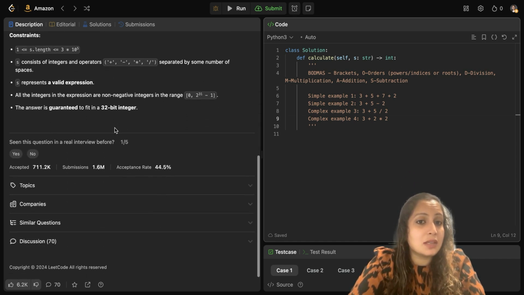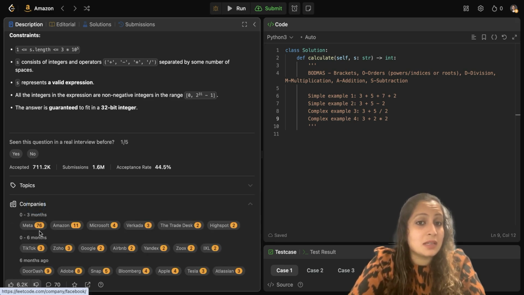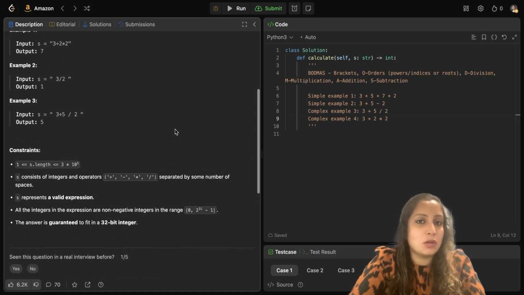The companies which have asked it in the last 0 to 3 months of interviews are these. Meta has asked it 76 times, Amazon 11 times, Microsoft 4 times. So it's a very famous question. And let's see what's the complexity associated with this question and why it is such a popular question.